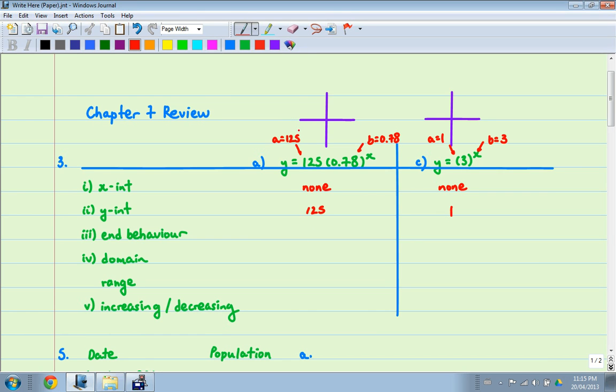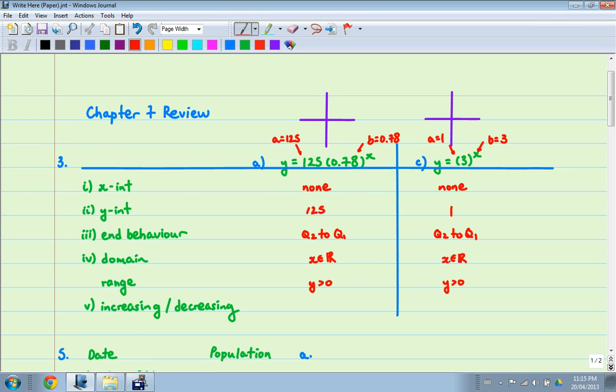The end behavior is always going to move from left to right. In both cases, it never goes below the x-axis, so therefore it will be quadrant 2 to quadrant 1 for both of these. The domain is going to be all real numbers. Again, for both functions, the range is always going to be positive.